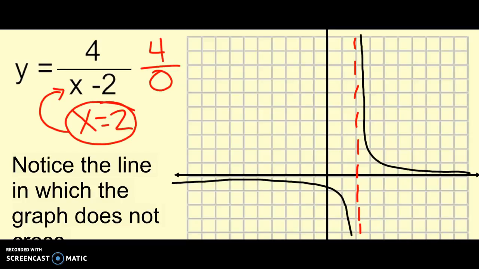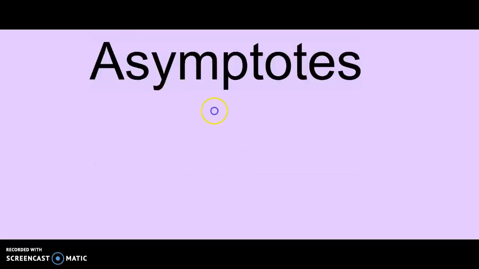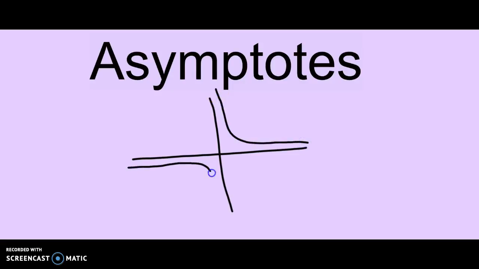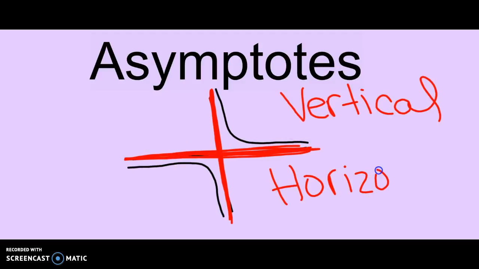So this special word is called an asymptote, and I'm going to show you how it's spelled. An asymptote is basically a line where the graph doesn't cross. So you have graphs that look like this, like we've been talking about. The very first one we did, it didn't cross this line right here. It didn't cross this line, and it didn't cross this line. So when the asymptote is going up and down, it's called a vertical asymptote. And when the line is going across, it's called, obviously, a horizontal asymptote.